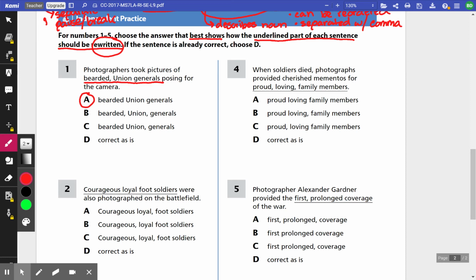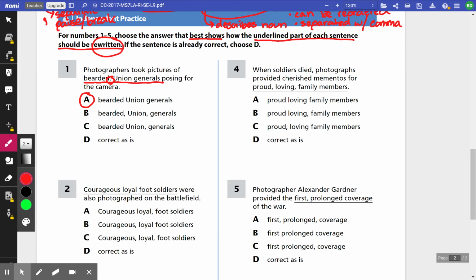So, let's look through this and see what we need to do. I'm going to circle our comma here so we can pay extra close attention to it. So I'm going to put the word "and" in between "bearded" and "Union" and see what happens. So photographers took pictures of bearded and Union generals posing for the camera. Okay, so we know what's being described is the generals, right? They're the ones being described. So they're Union generals and they're bearded, right?